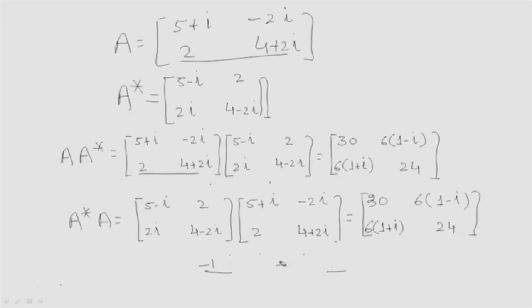So what we are observing here is that A into A star equals A star into A. This means A is normal.